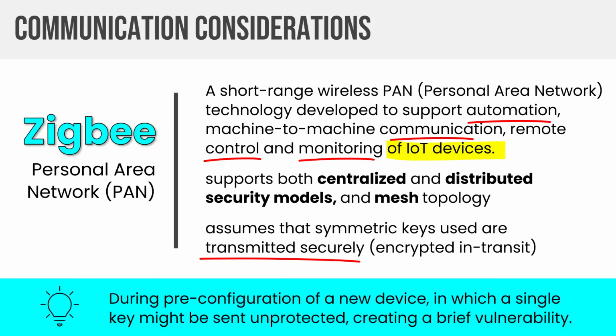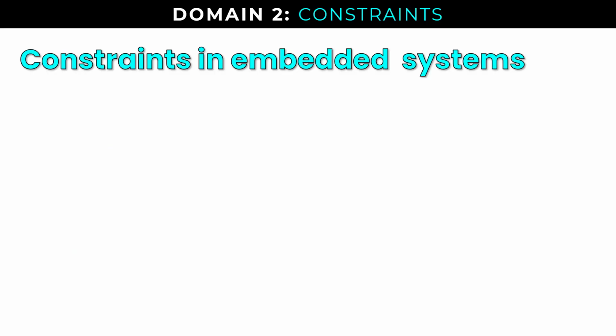So during the pre-configuration of a new Zigbee-capable device in which a single key might be sent unprotected, you've got a brief window of vulnerability there. A common use of Zigbee is in IoT smart home hubs. In fact, there are certain Alexa models that have a Zigbee hub built in.